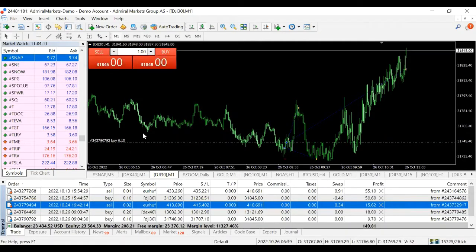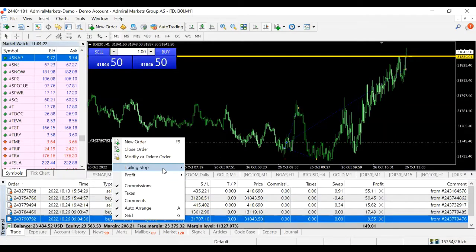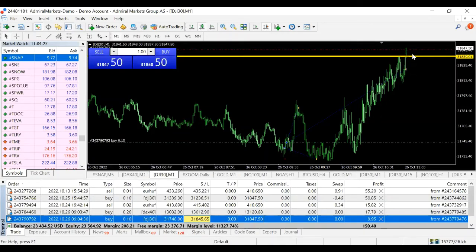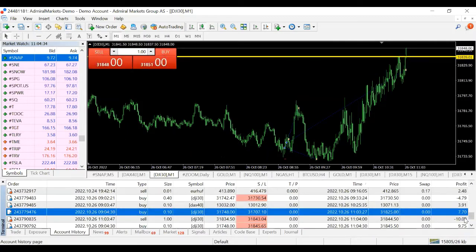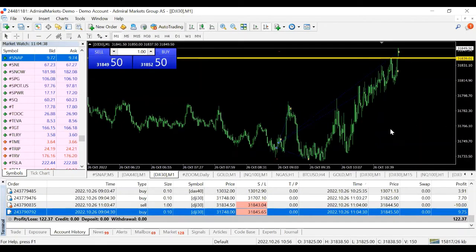This is a breakout. As you can see, we have this resistance and support trend line, and now I will use a trailing stop for this position. Trailing stop will be around 2 points. Look at this. Trailing stop is jumping, and automatically the position will be closed, and we can check the account history. This position was closed here.